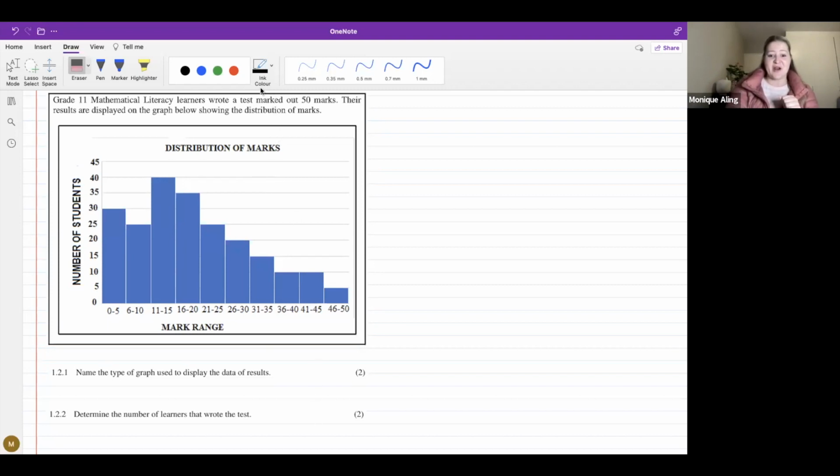So question 1.2.1, name the type of graph used to display the data of results. What kind of graph are we looking at? Now, this is always the 50-50 question, isn't it? Is it a bar graph? Is it a histogram? What's the difference between the two?